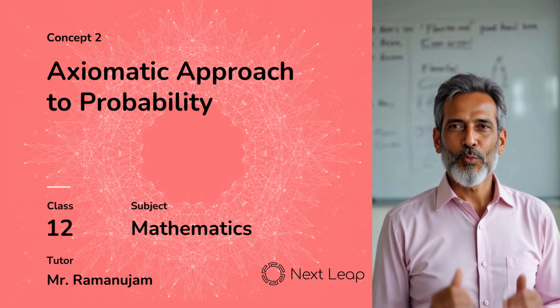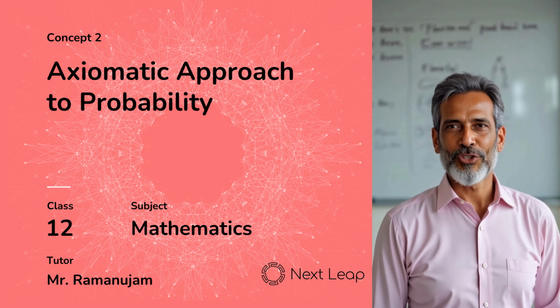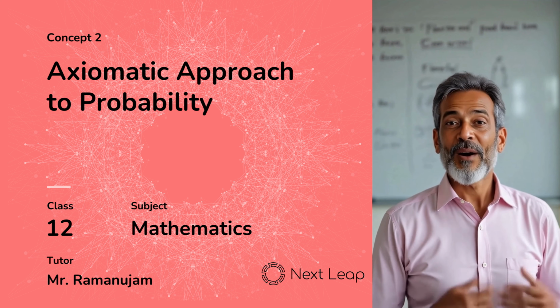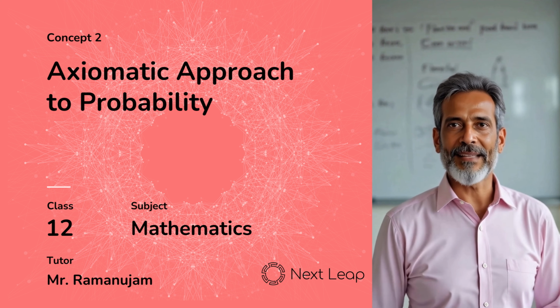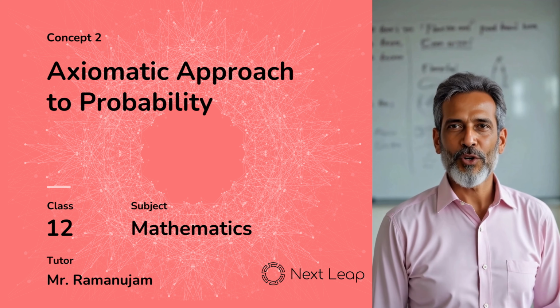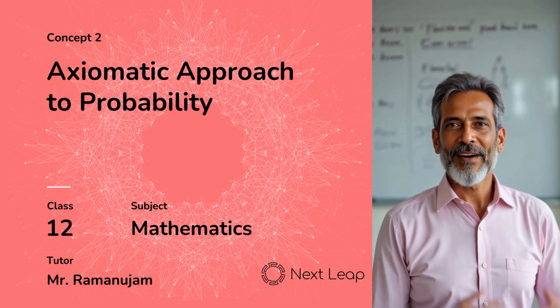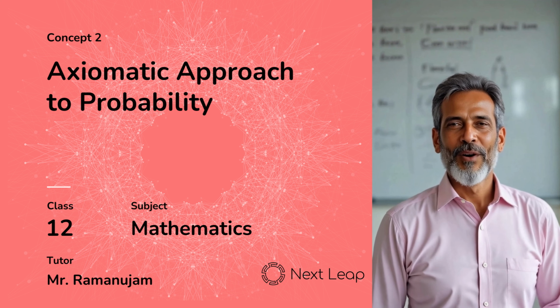Today, we're stepping into one of the most powerful modern views of probability, the axiomatic approach. Now, have you ever wondered, how do we assign probabilities when outcomes aren't equally likely? For instance, in a cricket match, can we really say the chance of India winning and losing is 50-50? Of course not. That's where the axiomatic approach, introduced by the great mathematician Andrei Kolmogorov in 1933, changed the game. Instead of guessing or depending on fairness, we define probability using set theory and logical rules called axioms.